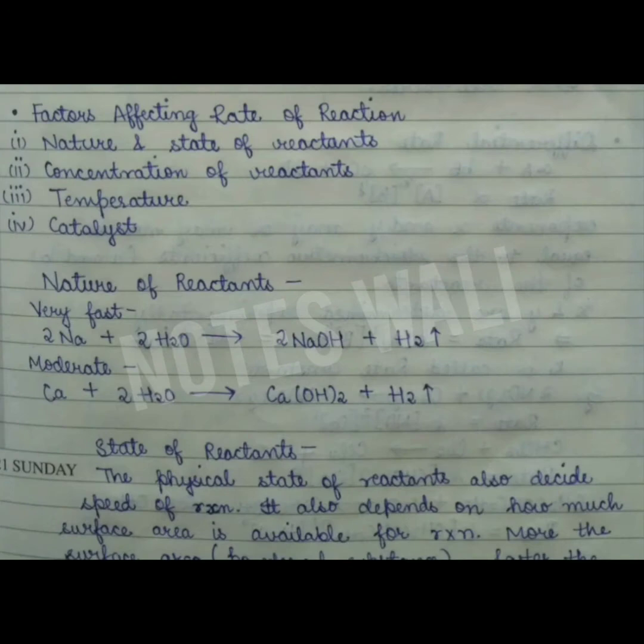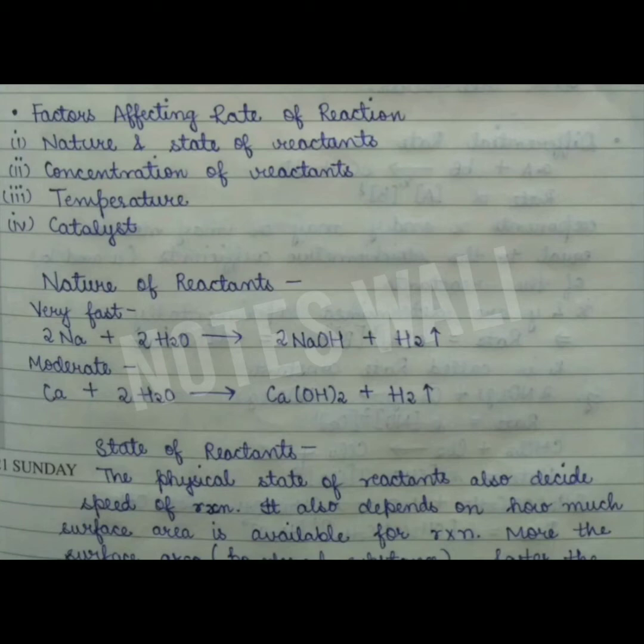Next is the factors affecting rate of reaction, which are mainly four, and we will be discussing them throughout the chapter. First is nature and state of reactants, second is concentration of reactants, third is temperature, and the fourth one is catalyst. In this chapter, our main focus would be at the state of reactants.